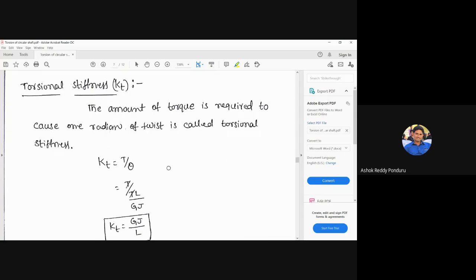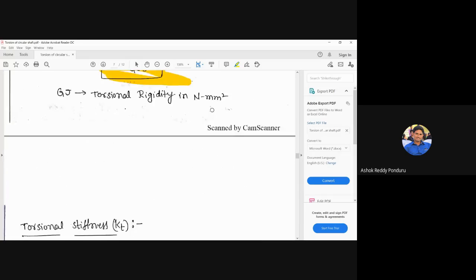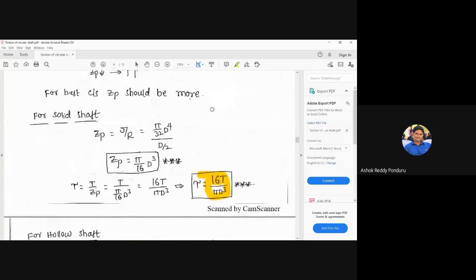Okay, next one, torsional stiffness. The amount of torque required to cause 1 radian of twist is called the torsional stiffness. We can look at a diagram, then we can understand very easily.